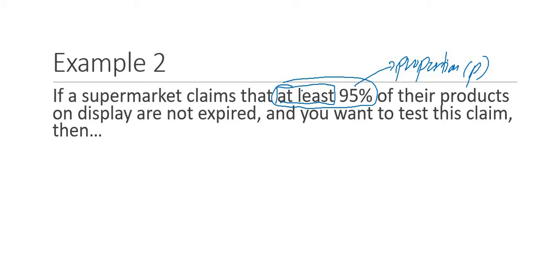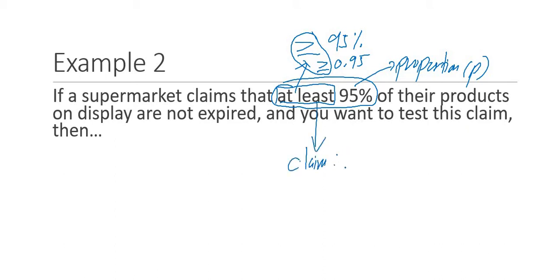And in the language of inequalities, if it's at least, the symbol should be greater than or equal to 95%. Or, since we're going to compute, it's better if it is greater than or equal to 0.95. And again, as you can see, we are using inequality symbols. Therefore, the claim is for the alternative hypothesis.